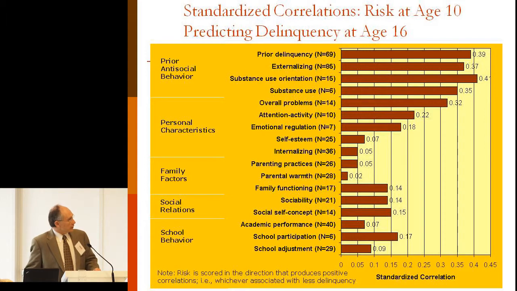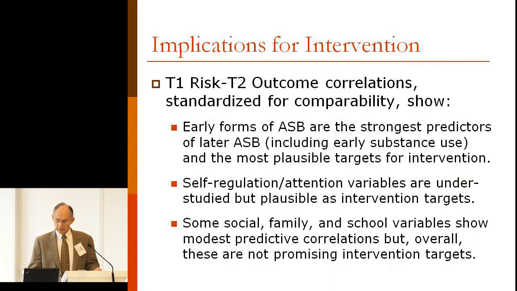The next largest category is a particularly interesting one. This has to do with self-regulation, hyperactivity, attention deficit. By contrast, say, things like self-esteem, internalizing symptoms, a certain range of parenting practices, parental warmth have very low predictive correlations here and then are not attractive targets for intervention if your intention is to reduce delinquent and antisocial behavior.